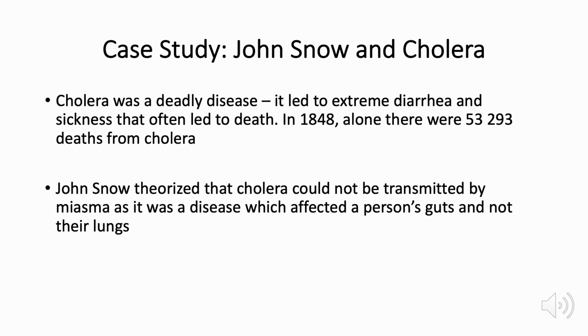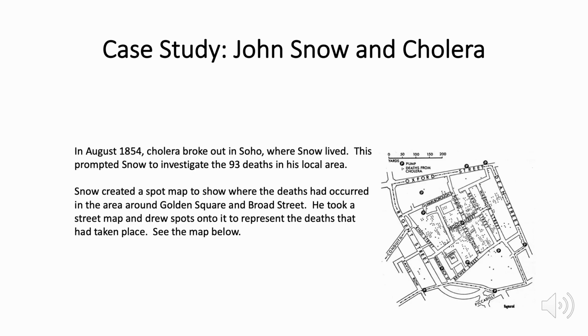So John Snow theorized that cholera couldn't be transmitted by miasma, okay? Because miasma is bad air, and for it to be transmitted by miasma, that would affect a person's lungs. Because it's bad air, a person would have to breathe it in. However, cholera affected a person's guts, all right? So Snow worked out that it couldn't be passed by miasma. That was an important discovery. What he does is, when it breaks out in London near where he lives, in a place called Soho, he basically identifies where all of the different deaths in his local area take place.